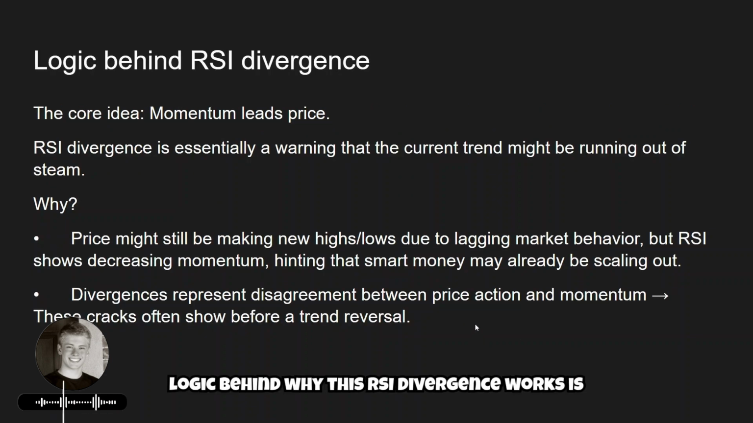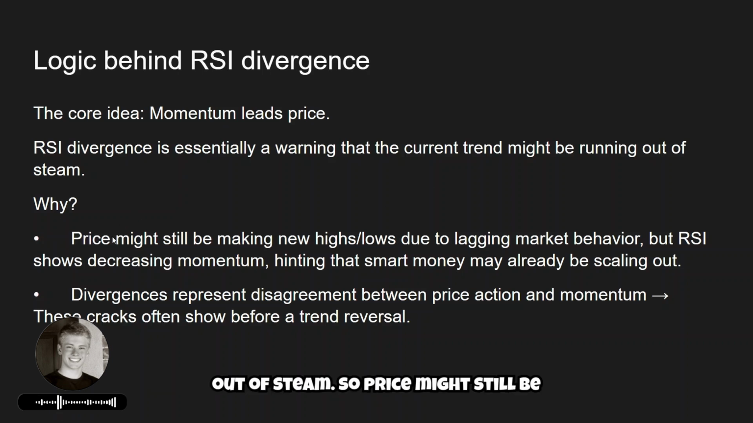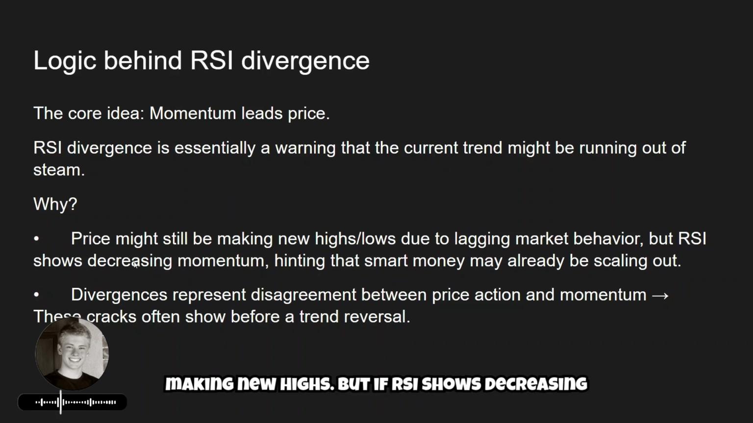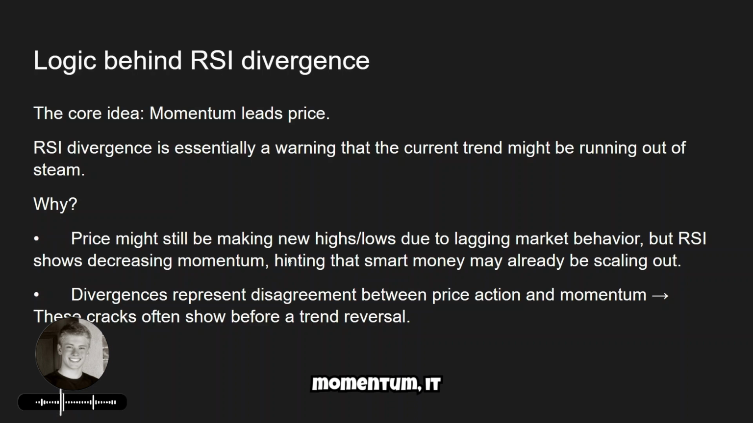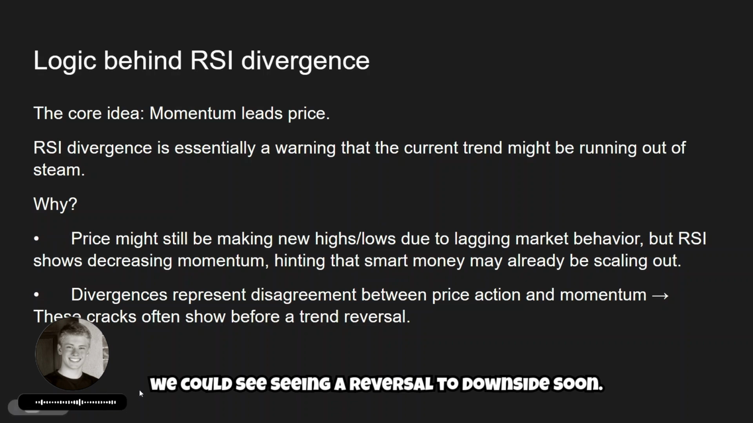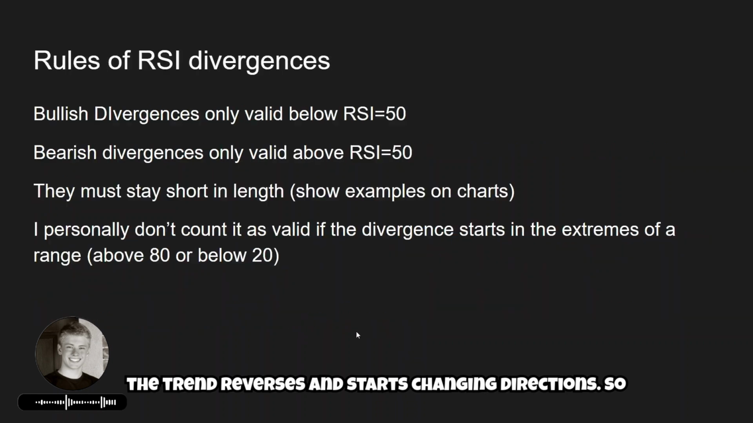The logic behind why RSI divergence works is the idea that momentum leads price. It's essentially a warning that the current trend might be running out of steam. For the bearish divergence, the price might still be making new highs, but if RSI shows decreasing momentum, it could be showing that the upwards trend is weakening, and we could start seeing a reversal to the downside soon. Divergences represent disagreement between price action and momentum, and they often show a warning sign before the trend reverses and starts changing directions.